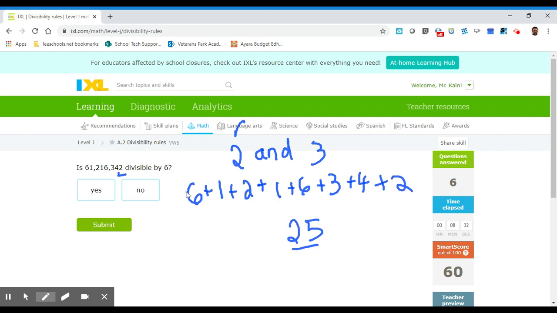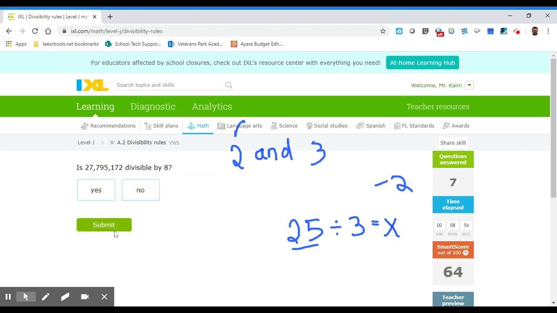So 3 does not divide evenly into 25. So since this big number does not divide by 3, it will not divide by 6 because we have to have both 2 and 3. So the answer to this one is no.